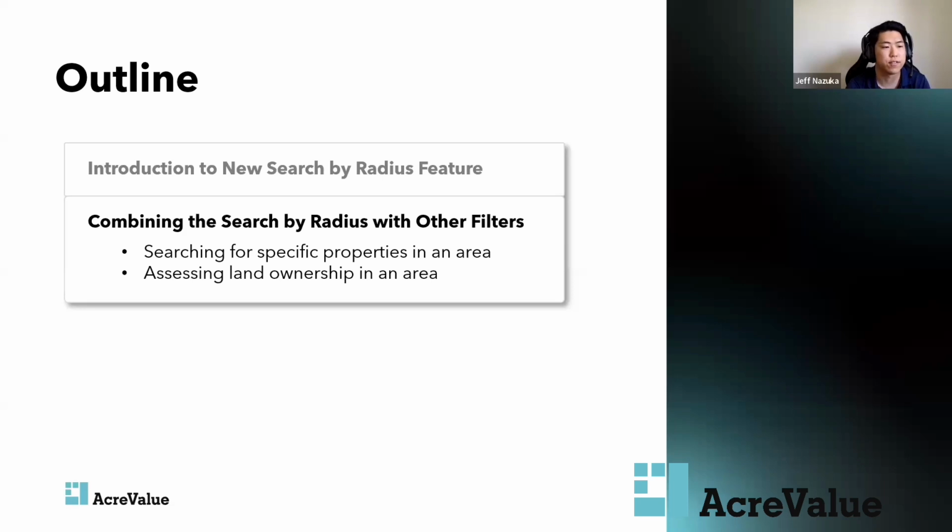After we introduce the new feature, we'll start talking about how to combine that search by radius with some other land filters that are available on AcreValue. For example, being able to search for specific properties in an area, or maybe taking a look at certain land ownership. There's a lot of use cases here, so we'll try and cover some of the most popular ones.